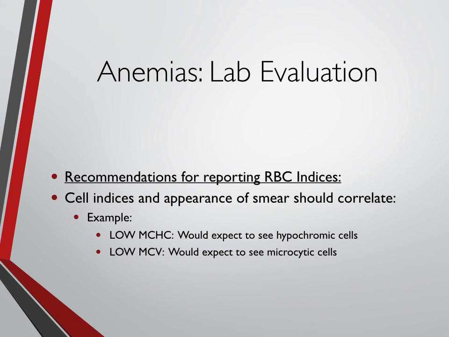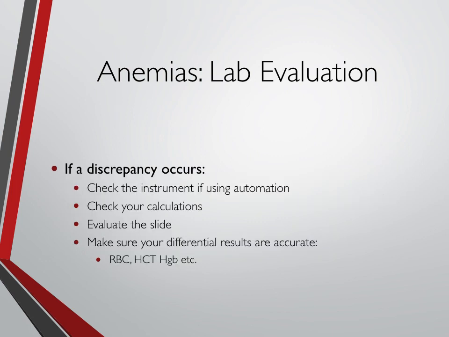And then, everything should correlate. Got to look at that slide. If you have a low MCHC, you would expect to see hypochromic cells. If you have a low MCV, you would expect to see microcytic cells. If you're not seeing those, you might need to rerun the sample. So you're going to check your instrument, check your calculations, evaluate the slide, and make sure that your differential results are accurate in order to correlate the slide with the automation. So sometimes we need to run samples a couple of times. Sometimes we need to draw more blood in order to get an appropriate sample for these guys that are having abnormal results.